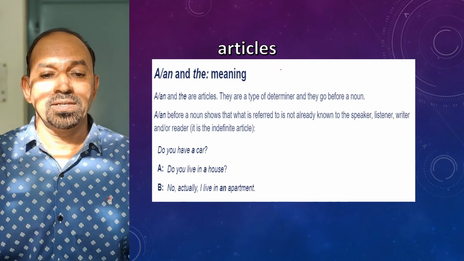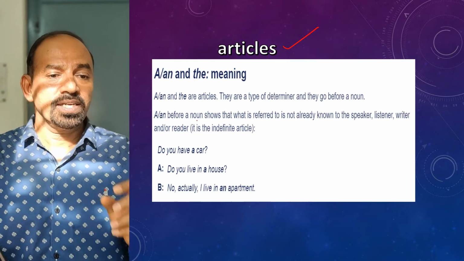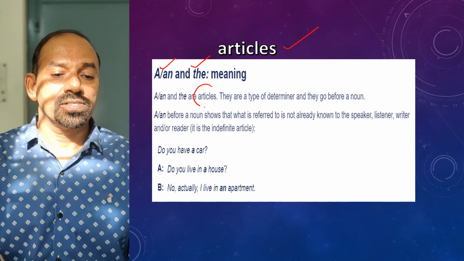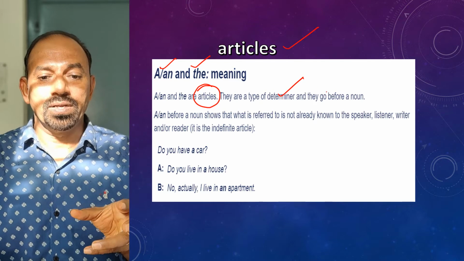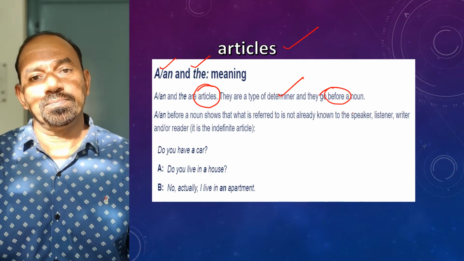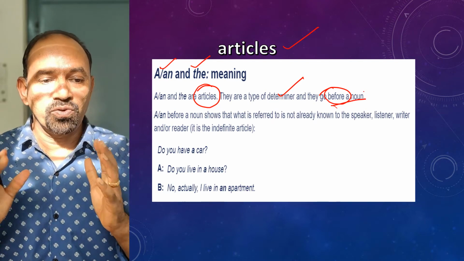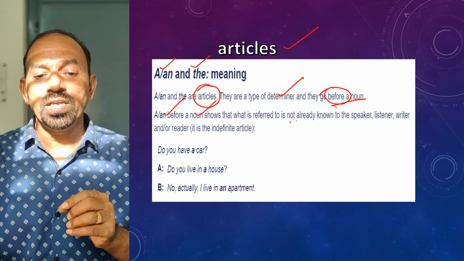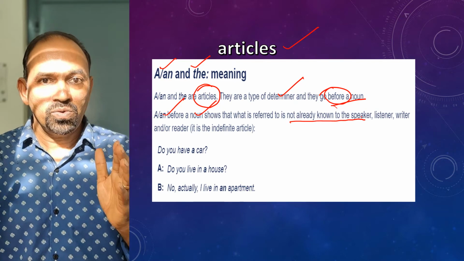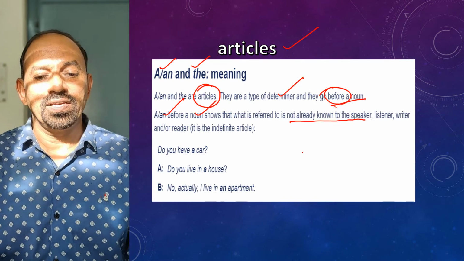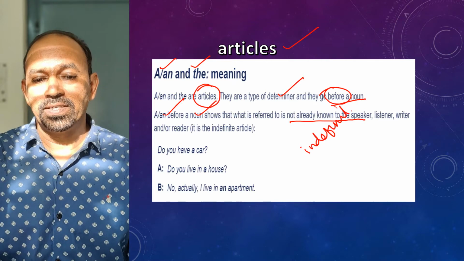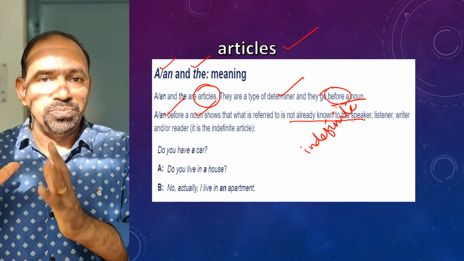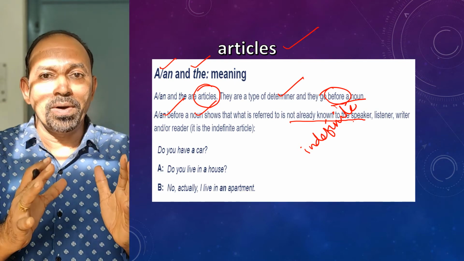First of all, let us check the articles. The articles are a or an and the. These are called articles. They are a type of determiner and they go before a noun. A or an before a noun shows that what is referred to is not already known to the speaker. So, a or an is called the indefinite article. And the is used with a specific object, a specific name that is known by the speaker and the listener.